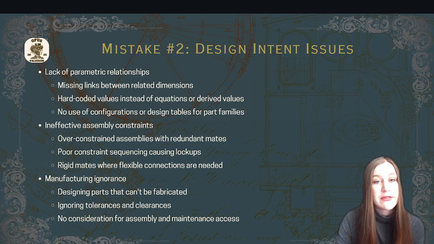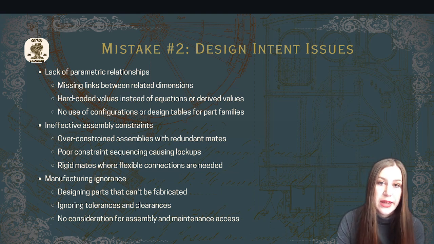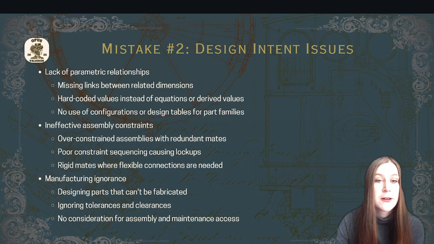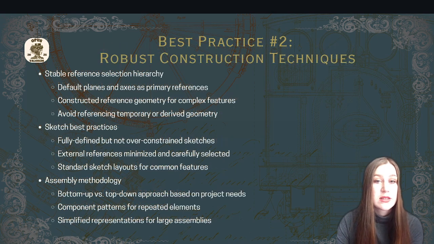There might be ineffective assembly constraints where you over-constrained the assembly with redundant mates. Maybe you have poor constraint sequencing, which causes the model to lock in place, or you specify rigid mates where flexible connections are needed. The way to remedy this is to utilize robust construction techniques.